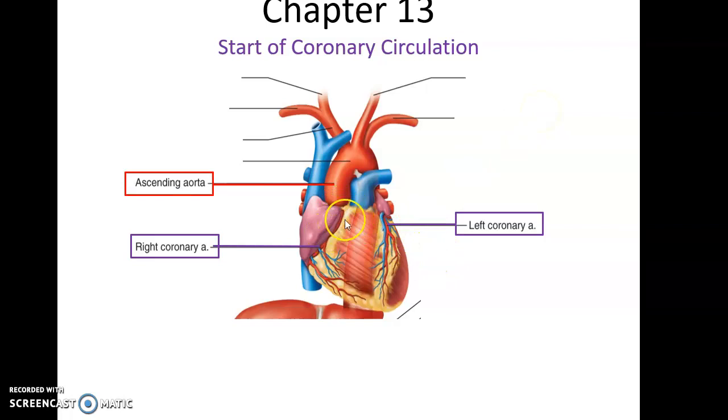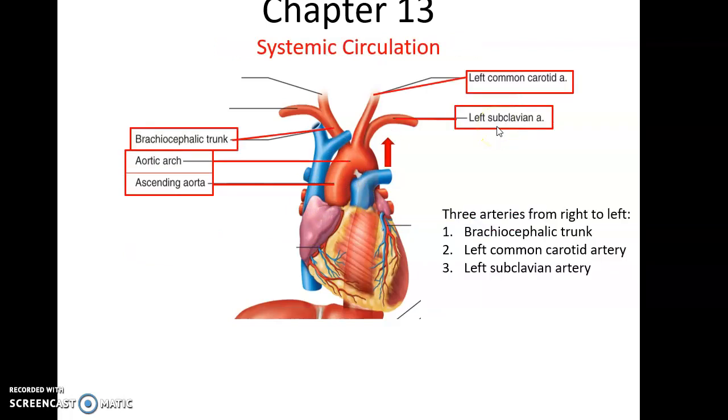We also have blood going to the right coronary artery and left coronary artery for the coronary circulation. But most of the blood is traveling up the ascending aorta through the aortic arch, where some of the blood continues along the aorta, but some of it goes into one of these three arteries branching off the superior portion of the aortic arch. Includes the brachiocephalic trunk, the left common carotid artery going to the head, and the left subclavian artery going to the left arm.